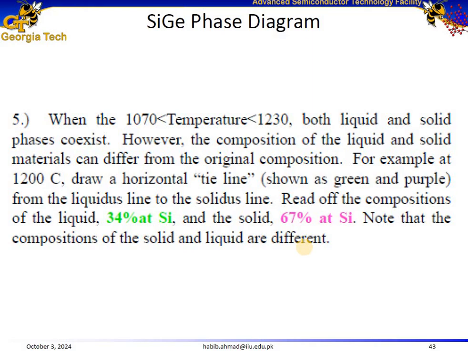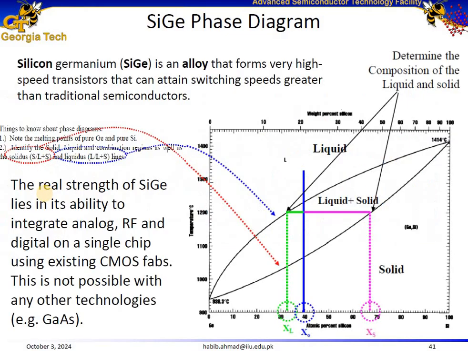So as an example, we assume a temperature of 1200 degrees C, which is exactly this point. As we move along the 1200 degrees C line, we know that for 40% composition we are in the mixed phase. Part of the silicon germanium material is going to be solid and part is going to be liquid. So now we have to address two questions.